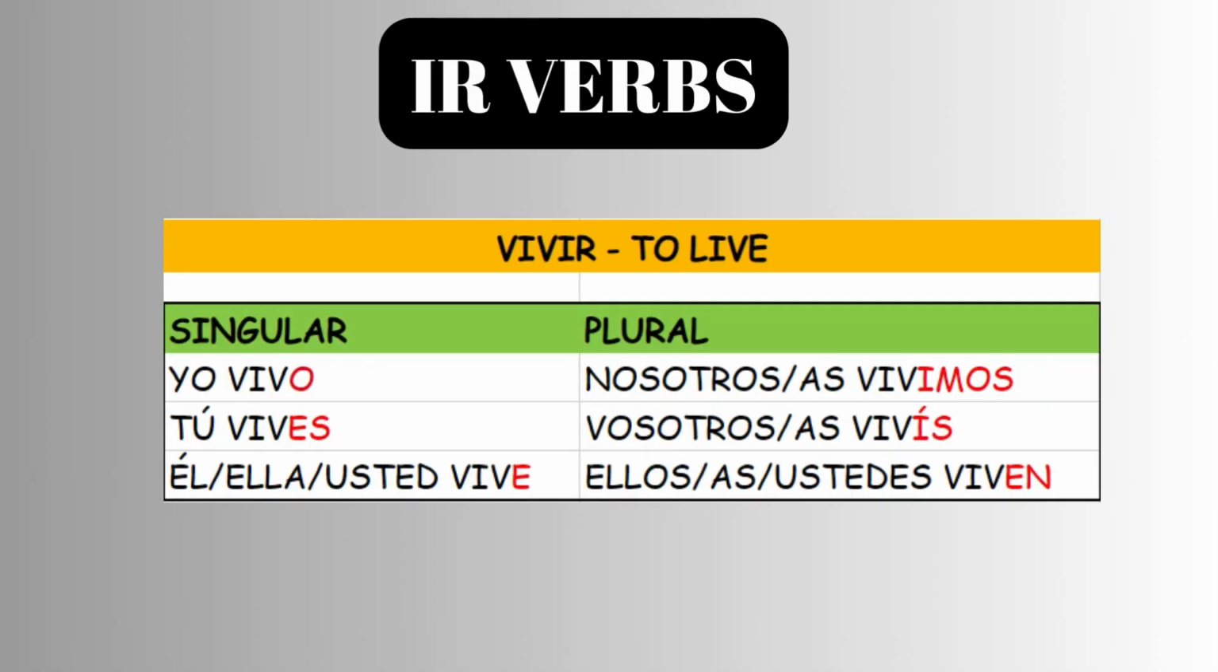We will conjugate IR ending verbs now. Vivir, we remove IR and what is left is the stem, viv. Yo vivo, tú vives, él, ella, usted vive, nosotros, nosotras vivimos, vosotros, vosotras vivís, ellos, ellas, ustedes viven.